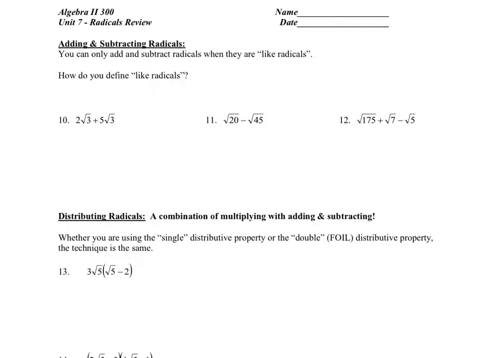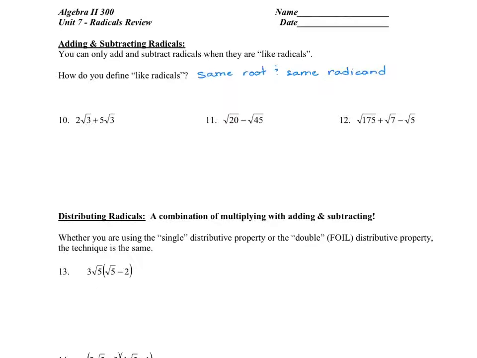The next thing we'll be reviewing regarding radicals will be adding and subtracting radicals. Remember, to add and subtract radicals, you have to have like radicals. What do I mean by like radicals? Like radicals have to have the same root and the same radicand, meaning the same number under the square root.